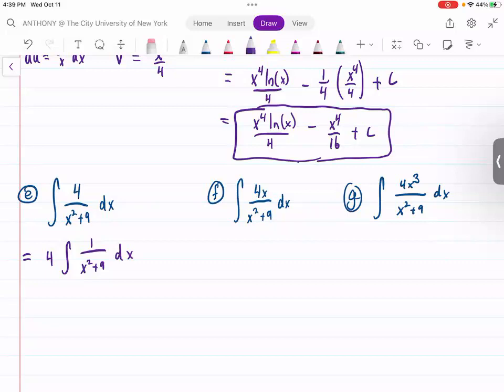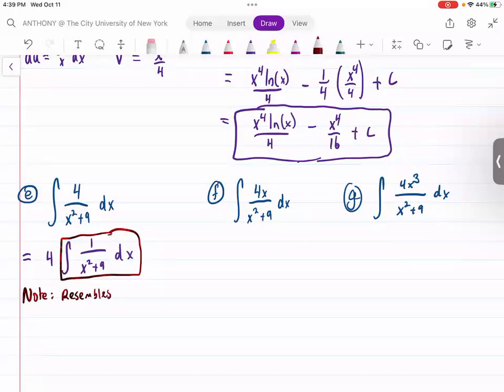So for this first example, this integral resembles the integral of du over a squared plus u squared. Now, a squared plus u squared is the same thing as u squared plus a squared. That's fine.